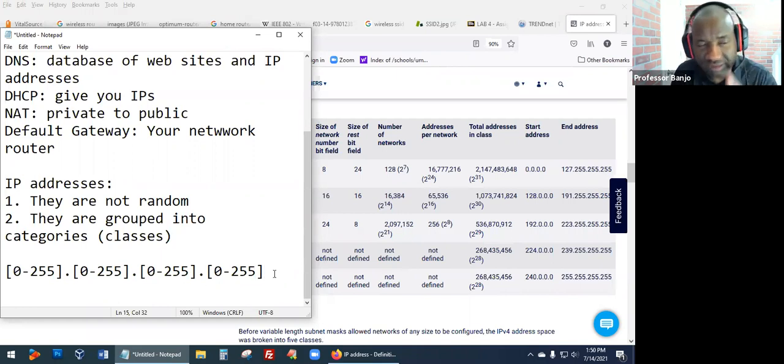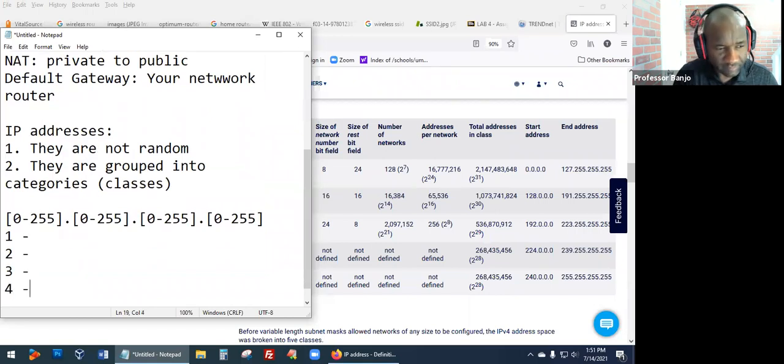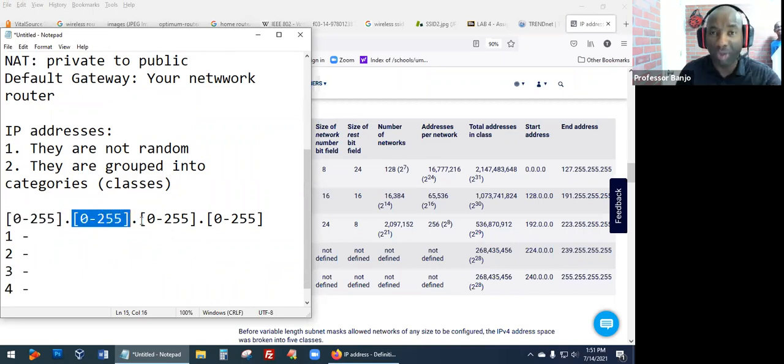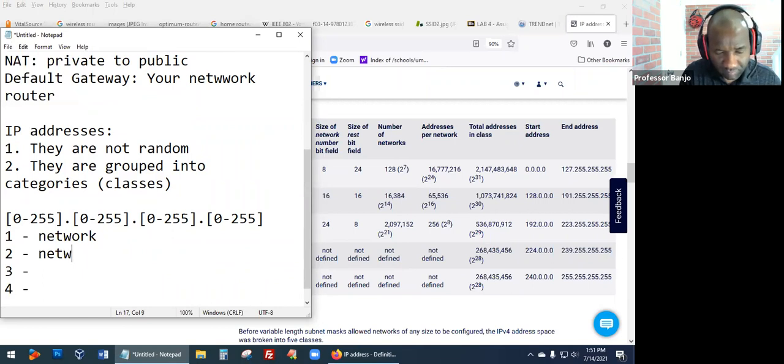So your IP address, now let's look at this. There are 4 parts, right? There's part 1, part 2, part 3, and part 4. Or should I say block 1, block 2, block 3, block 4. The first part is your network. This is also your network here. This is your subnet, and this is the host. Now let me explain what that is.